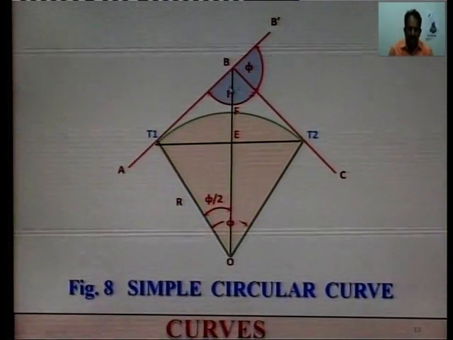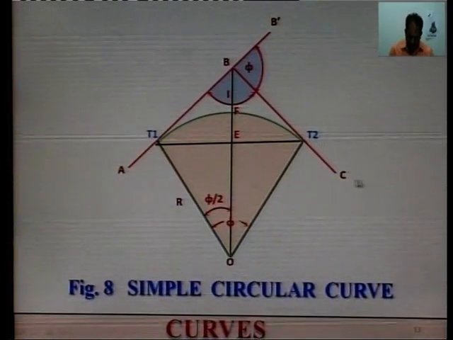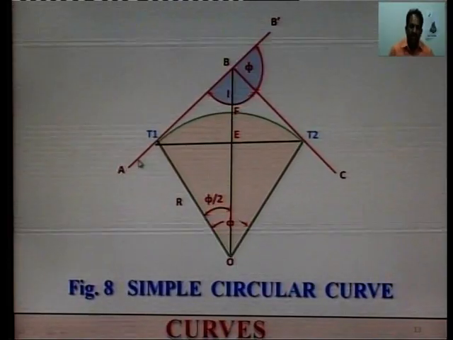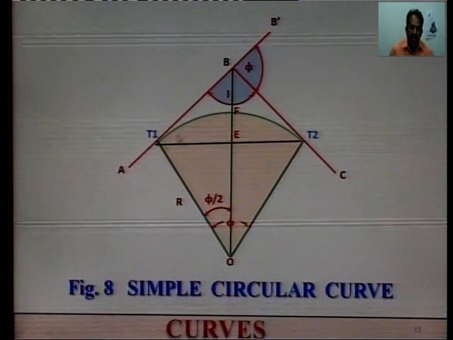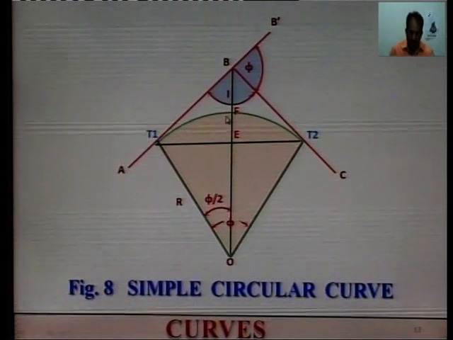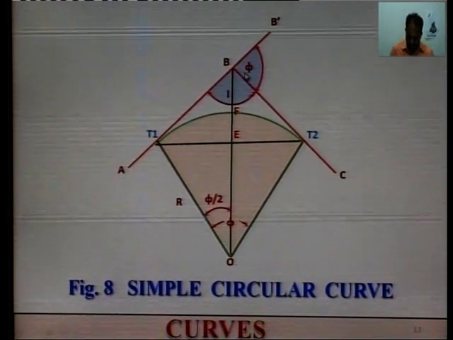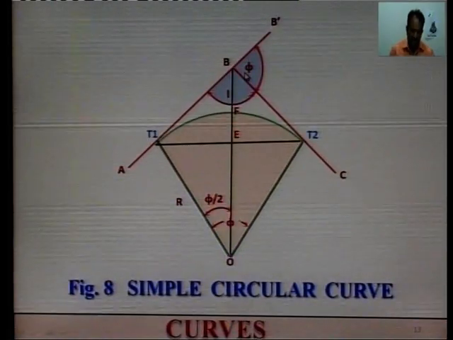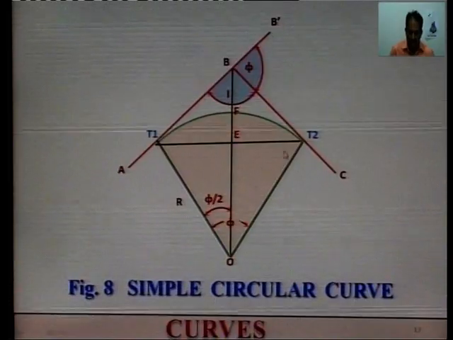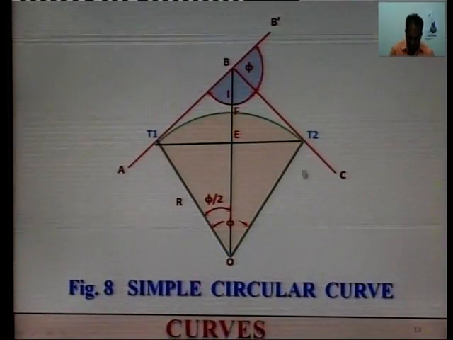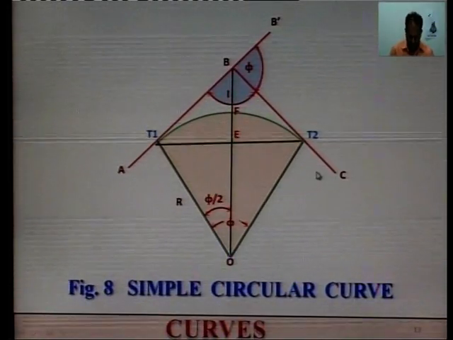The lines AB and BC are tangents to the curve, as I have just said. The line AB is called the first tangent or the rear tangent, and the line BC is called the second tangent or the forward tangent.